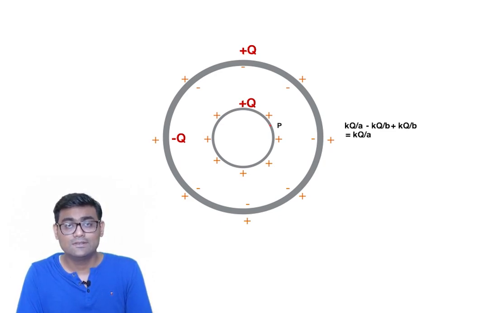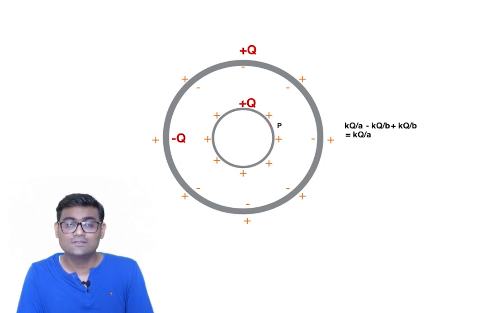It is very obvious, because you can see that the minus Q charge that was induced on the inner surface of the outer shell and the plus Q charge that was induced on the outer surface of the outer shell are both at the same distance b from the center of the smaller sphere. So we can neglect the potential due to these induced charges at this point P.